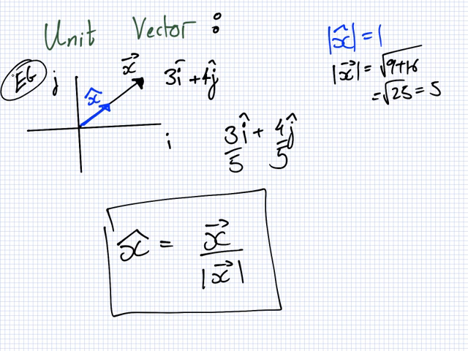Can you tell me again what the symbols mean? Which one now? The hat means the vector of length 1. The arrow means it's the vector, and the vertical lines mean it's the magnitude of the vector. Okay, next one.